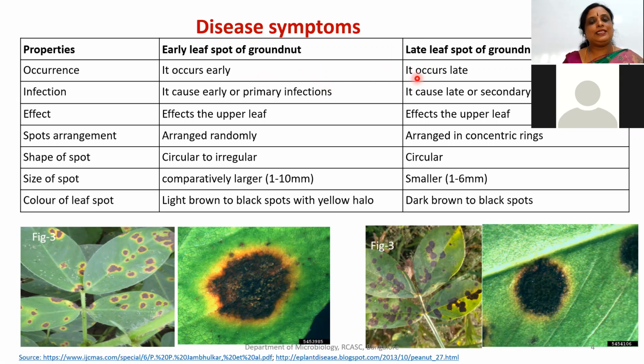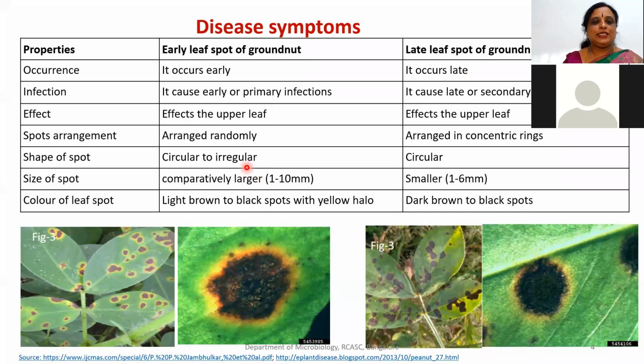Whereas the late leaf spot is because of the secondary infection. It happens in the later stages. The early leaf spot is due to the early infection or primary infection, whereas late leaf spot is where the infection happens late and is also due to secondary infection. And where does this infection happen? You can see both on the upper surface of the leaf.